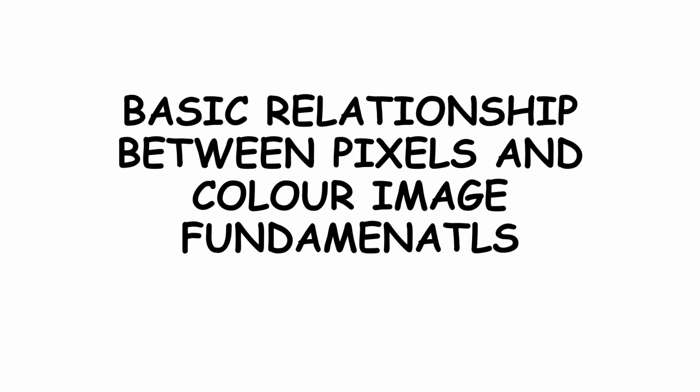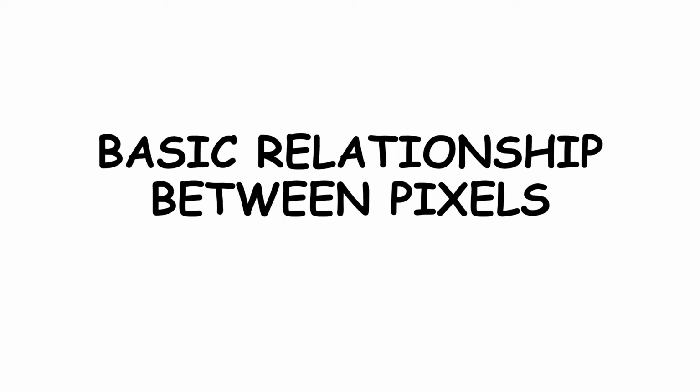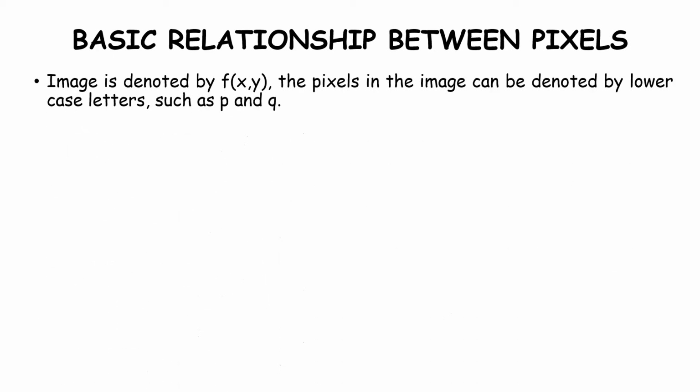The topic for discussion is basic relationship between pixels and color image fundamentals. First, let us discuss the basic relationship between pixels. So the image is denoted by f of x comma y.